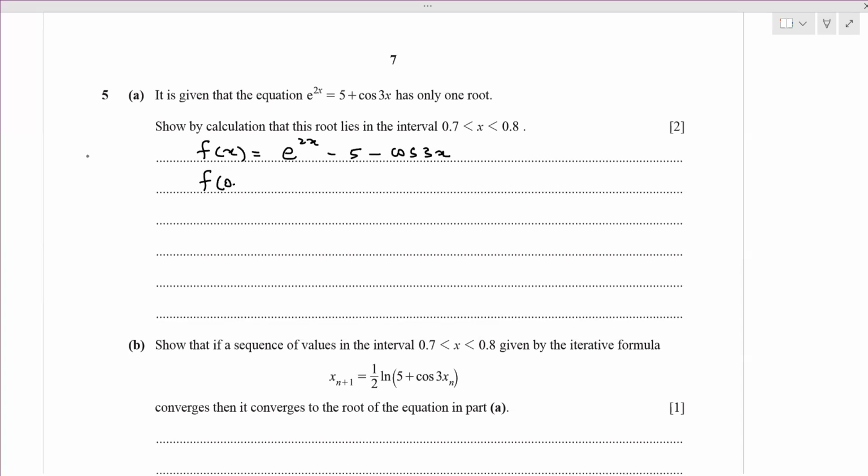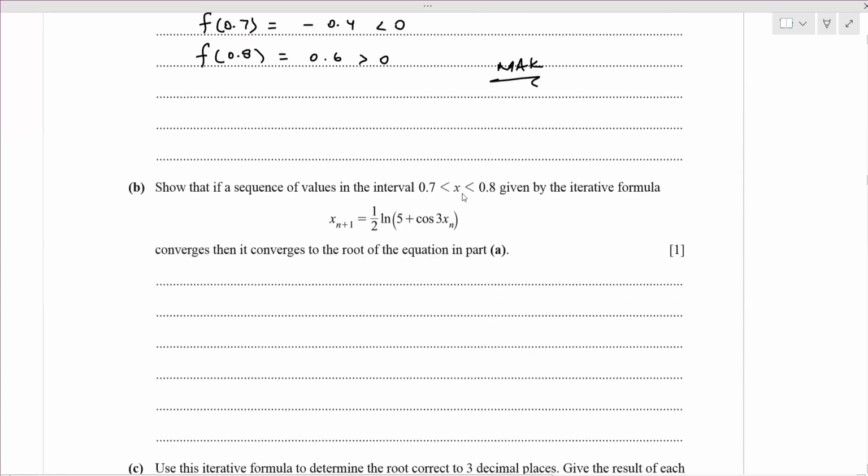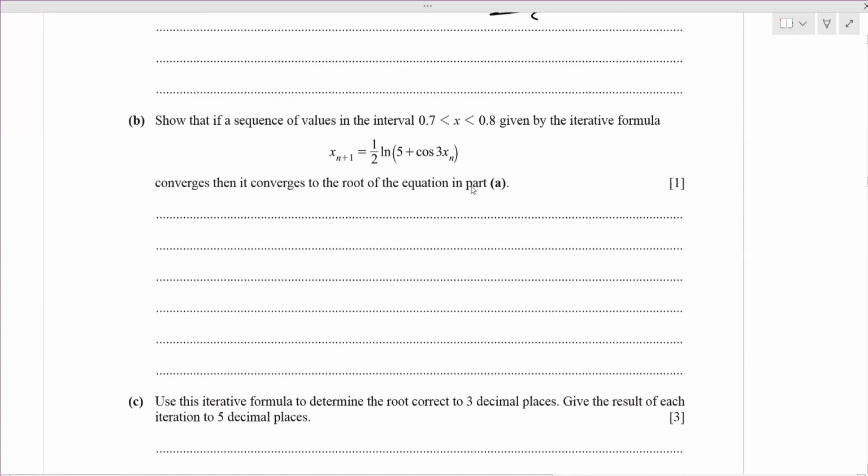When f(0.7) is calculated in radians, the answer will be minus 0.4, which is less than 0. And when x is 0.8, the answer is 0.6, which is greater than 0. And this we have to prove, that the root lies between the given values. Now, after that, show if a sequence of values in the interval.